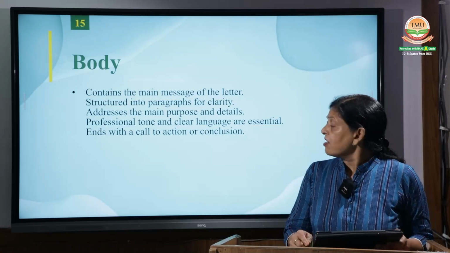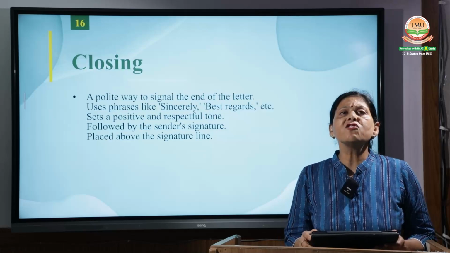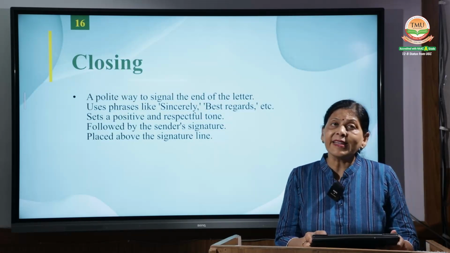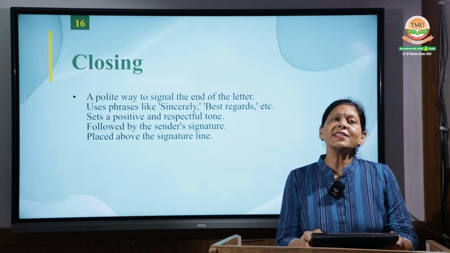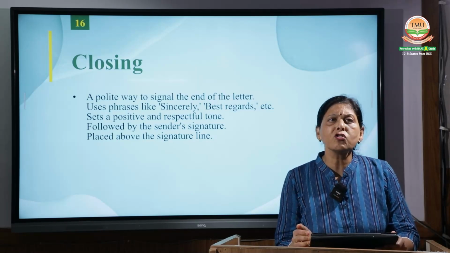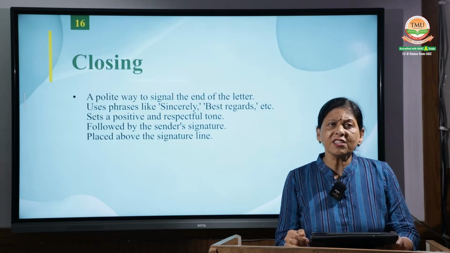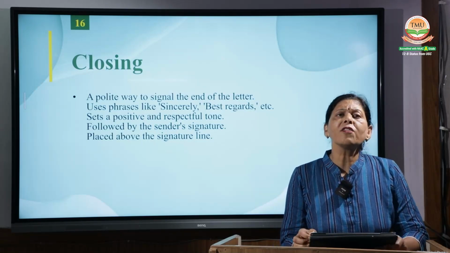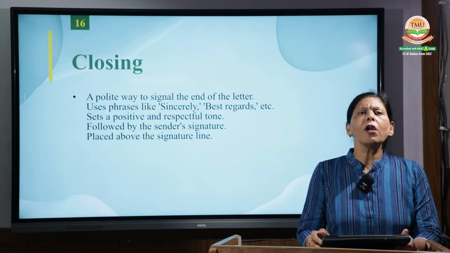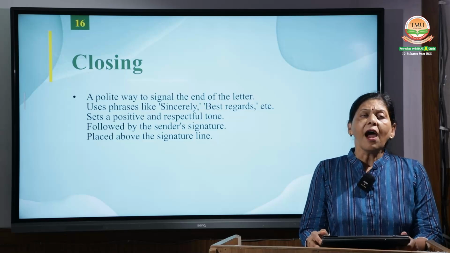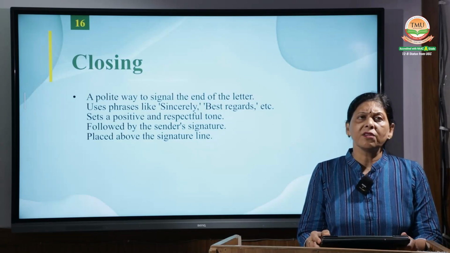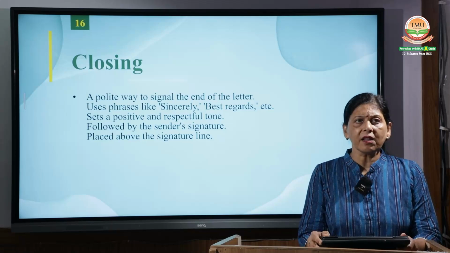Then the next one is the signature. The signature has to be placed at the end, which means the signature block is after the body. I'll come to the body also, because in the body I have to discuss the parts of the body. That is why I have taken the signature block earlier. The signature block is placed after the body, and on the left hand side, there is the signature of the person who is writing the letter.